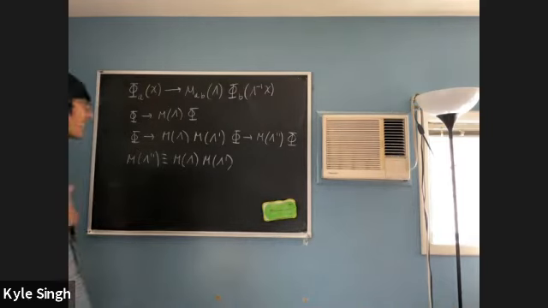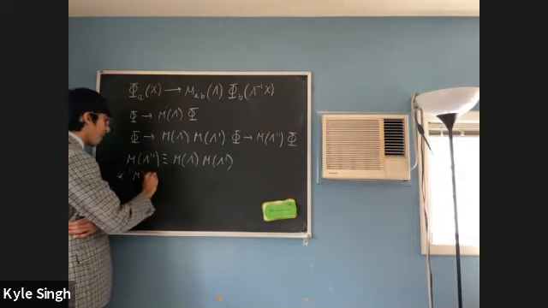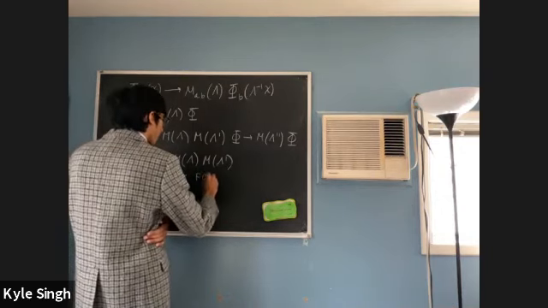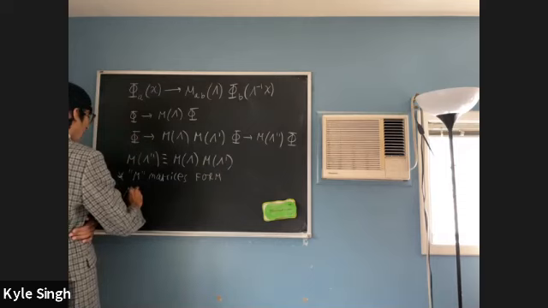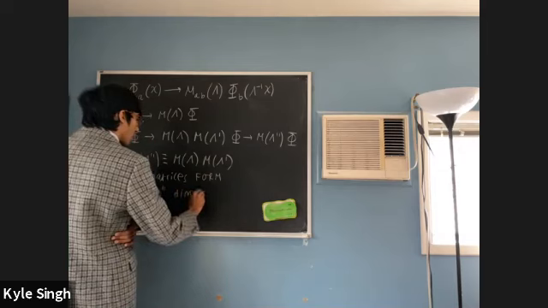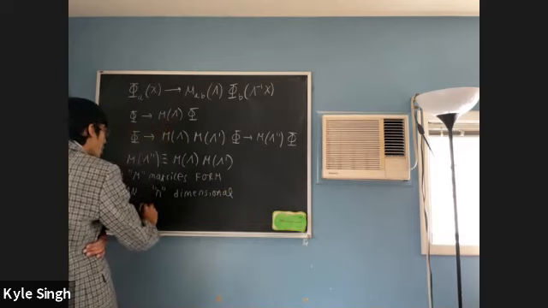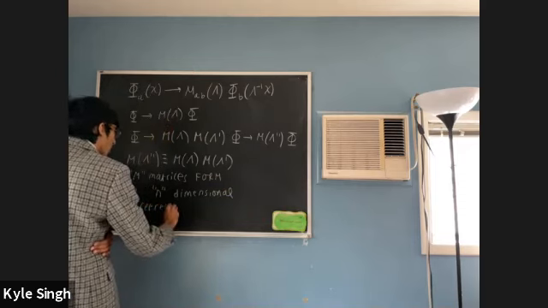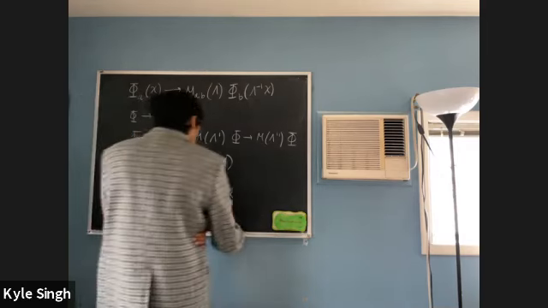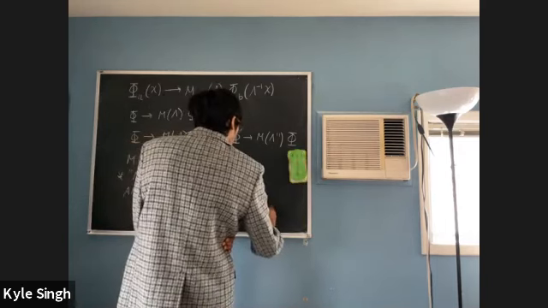Okay, so what do we say now in group theory language? We say that these M matrices form an n-dimensional representation of the Lorentz group.